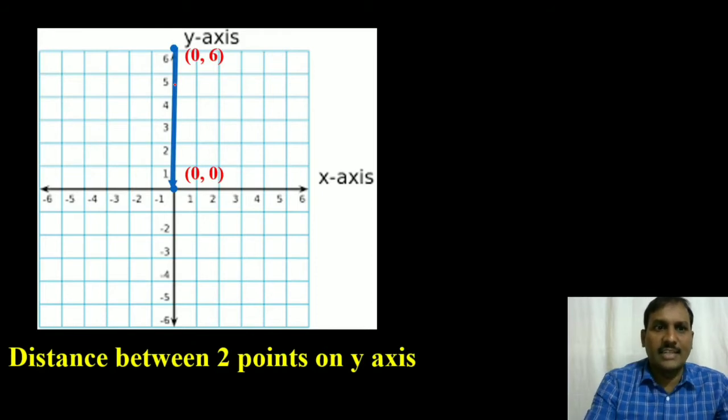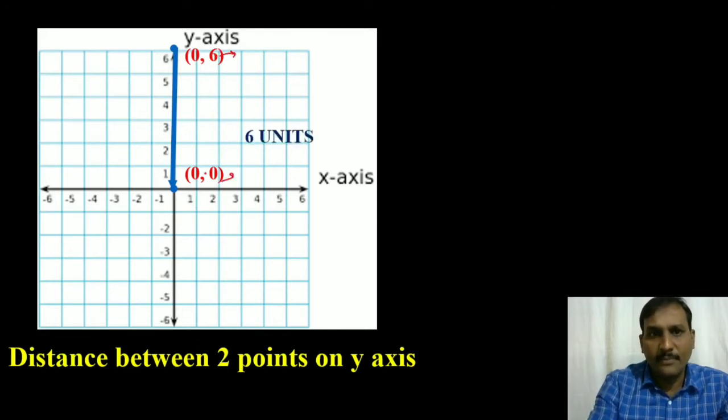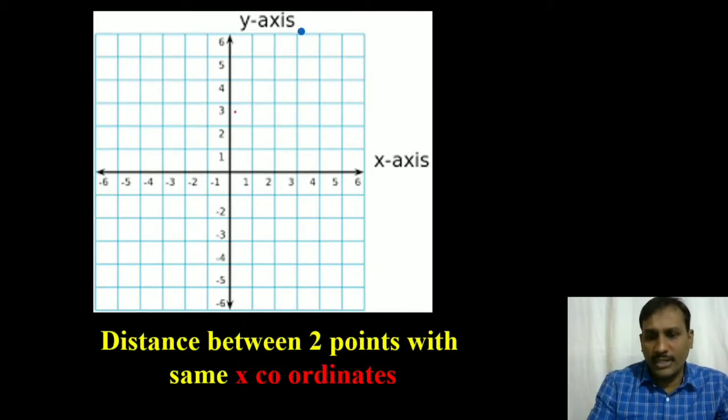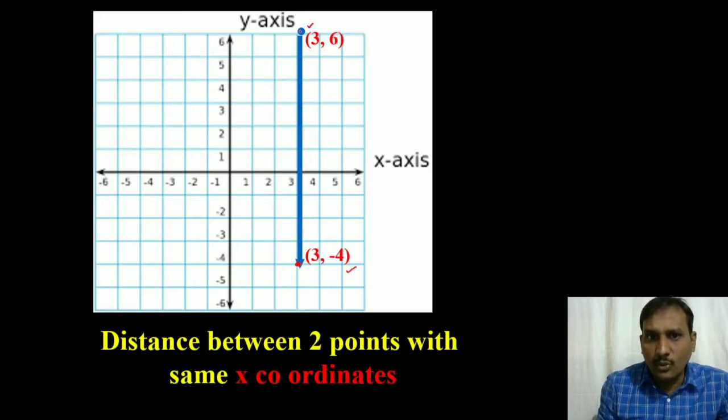So this is the distance. From 0 to 6, what is the distance? It is 6 units. Otherwise, 6 minus 0 you can say. Okay, that is 6 units. Now, you take any 2 points here. 3, 6 and 3, minus 4. Now, these are the 2 points with the same x coordinates. Or you can say these are the 2 points on a line which is parallel to y-axis.